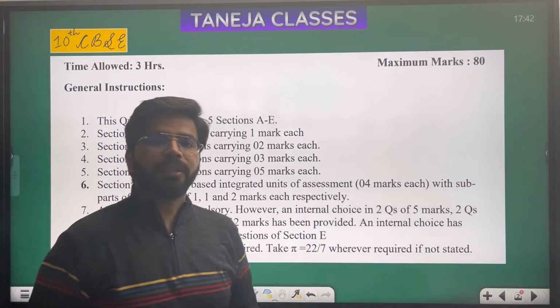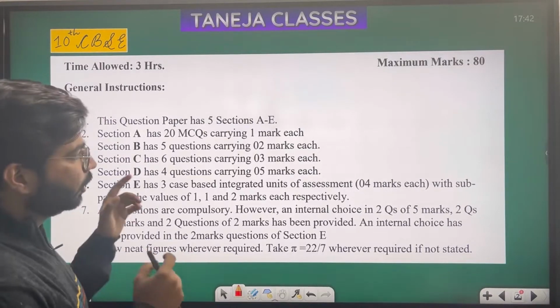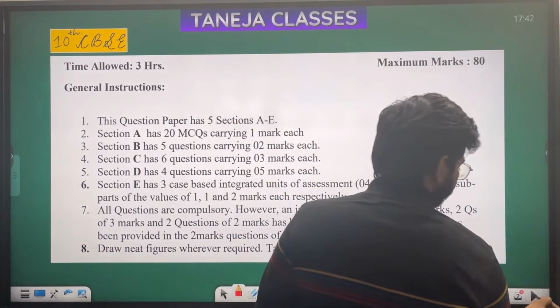So my dear students, CBSE has released a sample paper. उसी सैंपल पेपर से जनरल इंस्ट्रक्शंस निकाले गए हैं और इन्हीं जनरल इंस्ट्रक्शंस को we are going to read thoroughly.